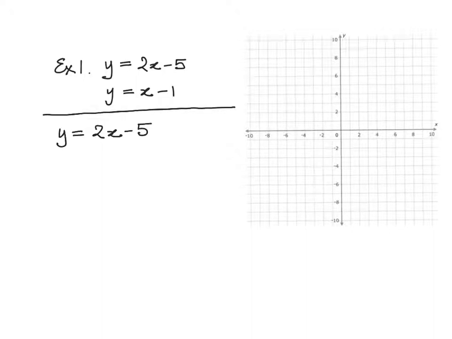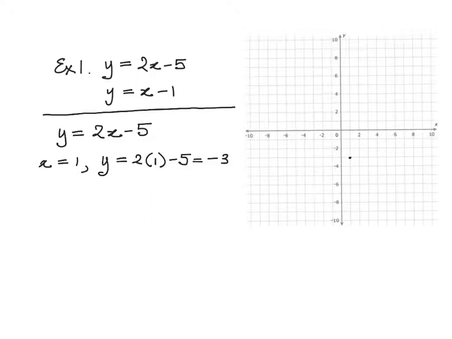So if x is 1, y equals 2 times 1 minus 5, which is minus 3. So I can plot the point 1, minus 3.